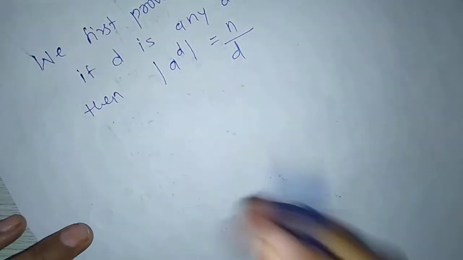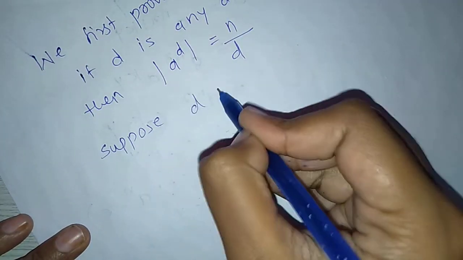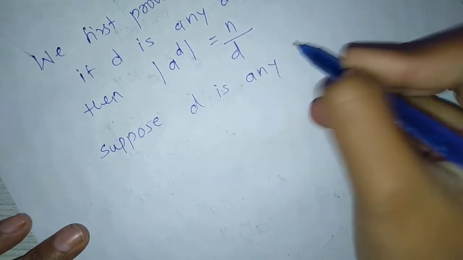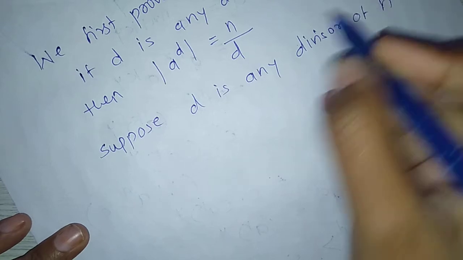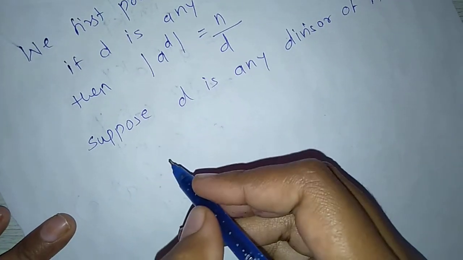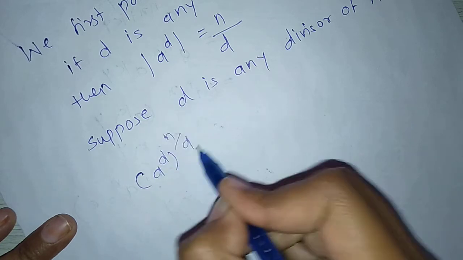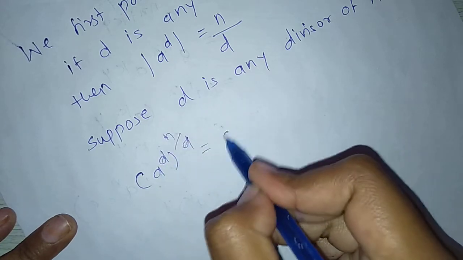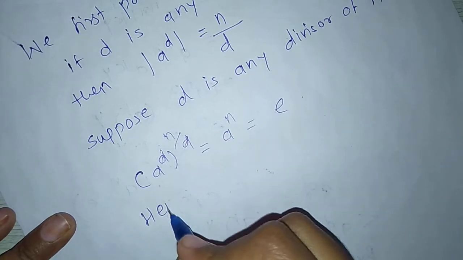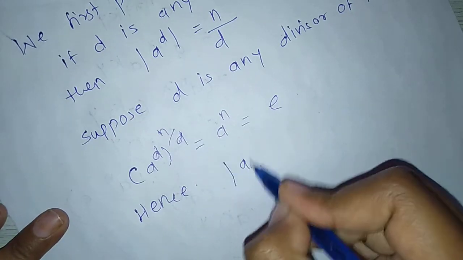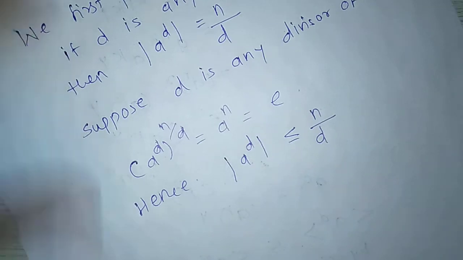Now suppose d is any divisor of n. Then a raised to d, raised to n upon d, the d's get cancelled, equals a raised to n, which is nothing but the identity. Hence, the order of a raised to d is less than or equal to n upon d.